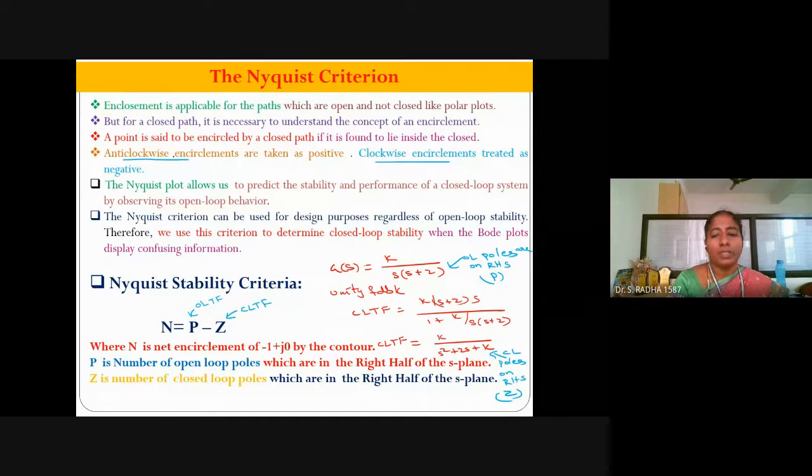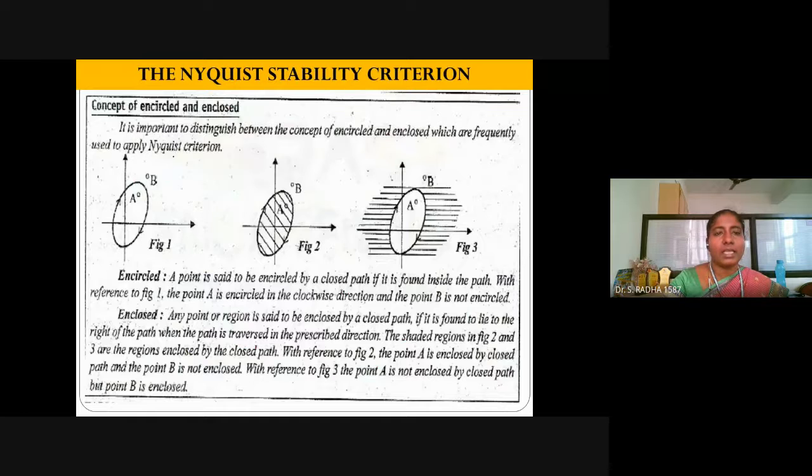Now, this is called encirclement. In polar plot, we used the terminology enclosed. In Nyquist plot, we will be using the terminology encircled. Encircled means there will be shading like this, and here you can see A is covered inside the shading, B is outside the shading.